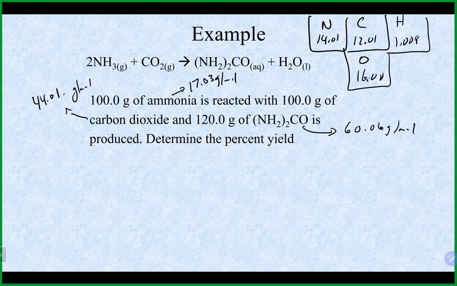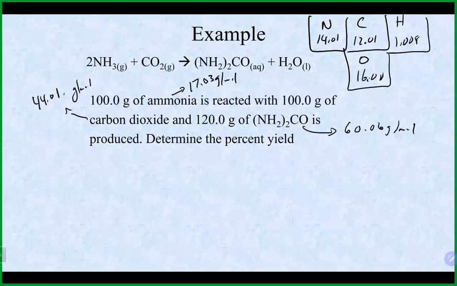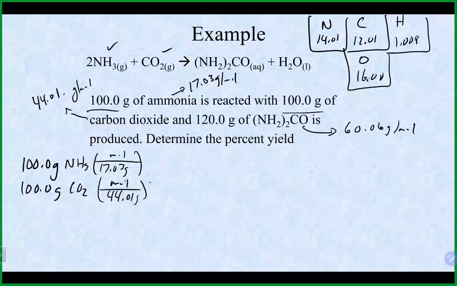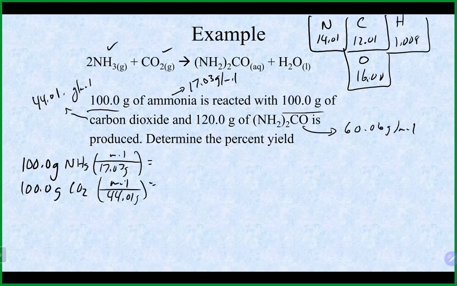Okay, let's take a look at this. So once again, we do know that this is a limiting reagent problem because we are given the starting amounts of both our reactants, and that means we can get some moles of each of those. So that's where we're going to start. We're going to take the 100 grams of ammonia and use the molar mass of ammonia from the periodic table, 17.03 grams per mole. We're also going to take the 100 grams of CO2 and use the molar mass from the periodic table, 44.01 grams per mole.